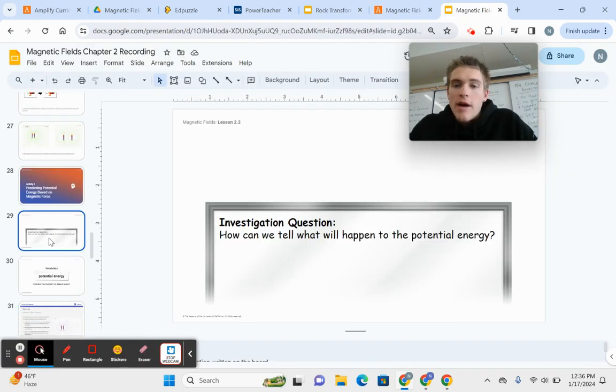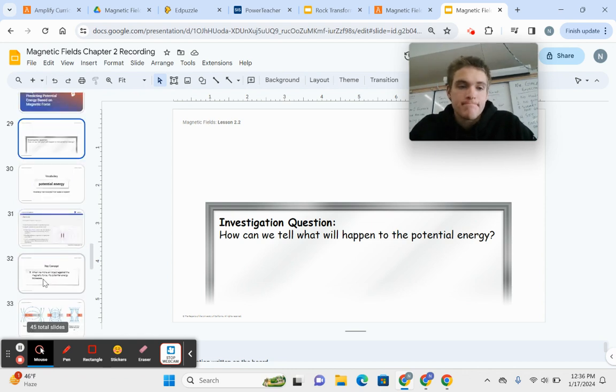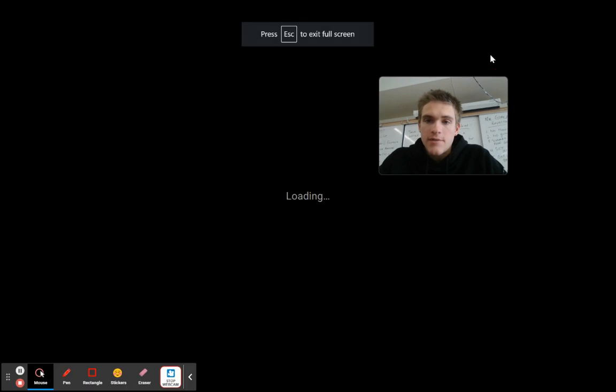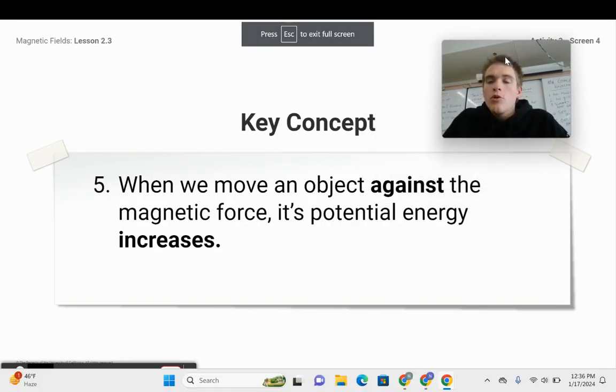So, how am I supposed to tell what will happen to the potential energy? The key concept, this is how you predict. When we move an object against the magnetic force, its potential energy increases.